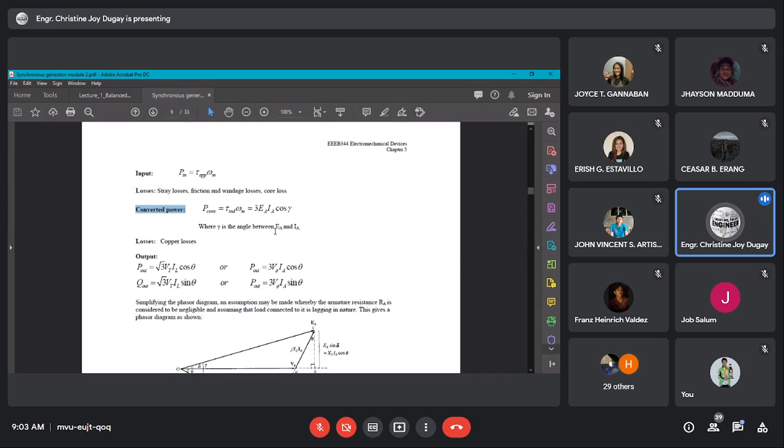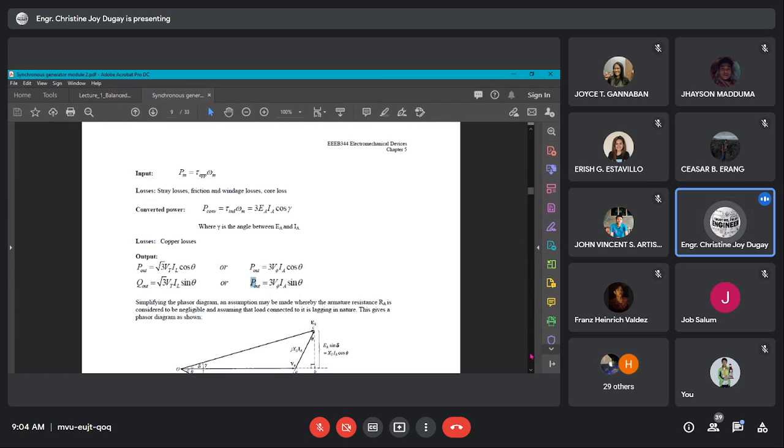And our P-output can be calculated as square root of 3 VT, the terminal voltage, multiplied by I line cosine theta, or it could be calculated as 3 times V phase IA cosine theta. For Q, it can also be calculated as square root of 3. You will notice that the input there is wrong. This should be Q, Q out.